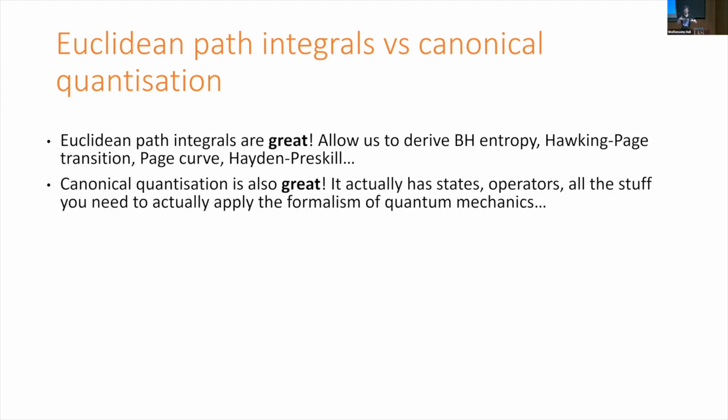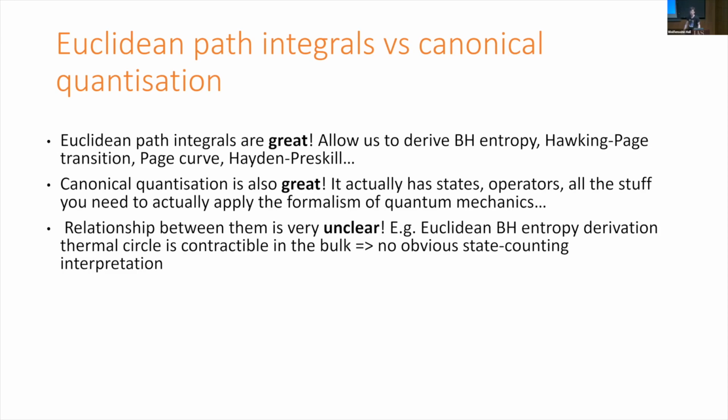On the other hand, canonical quantization is great because it's actually quantum mechanics. We have states, operators, everything we need to do the usual formalism of quantum mechanics. We can define things. And unfortunately, the relationship between them is somewhat unclear.